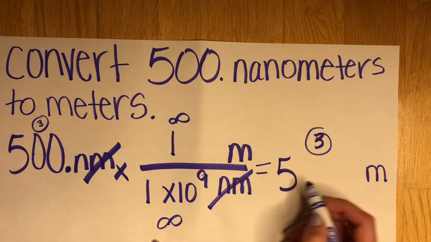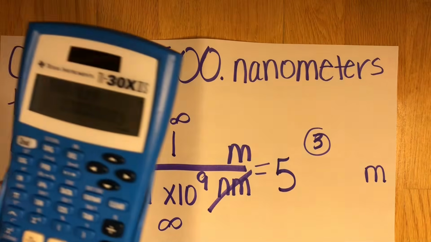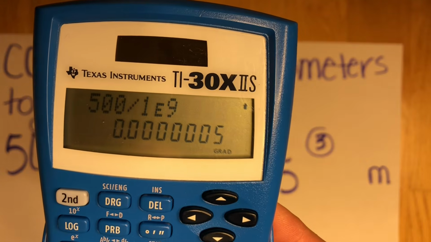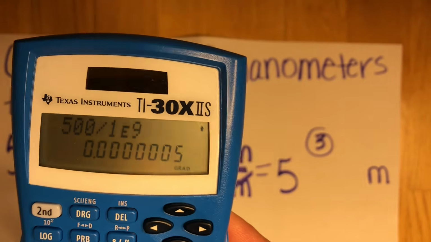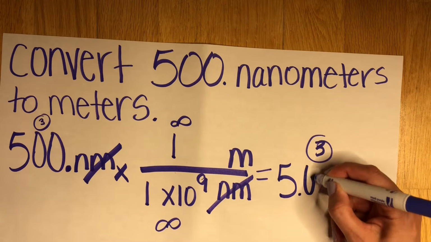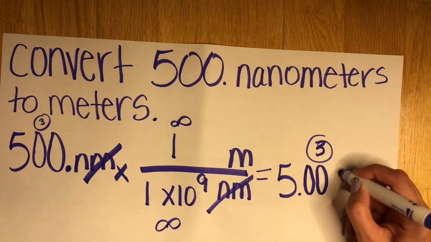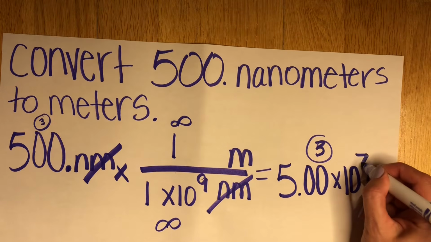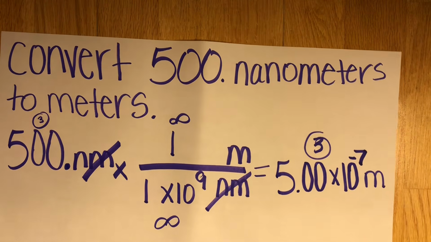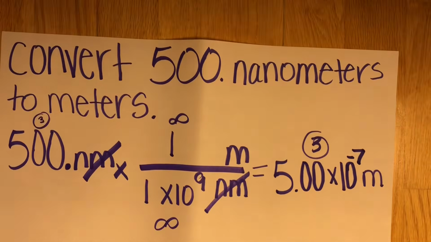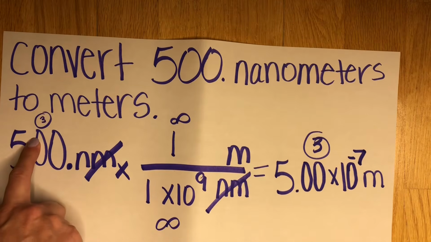So I've got 5. Now again, looking at the calculator, you might say, where are the rest of the sig figs? Remember, your calculator doesn't do the sig figs for you. You have to add the extra zeros at the end there. So 3 sig figs would be 5.00 times 10 raised to the 7th. It's a negative 7th there. Remember, a small number would be a negative exponent. So 3 sig figs, 3 sig figs.